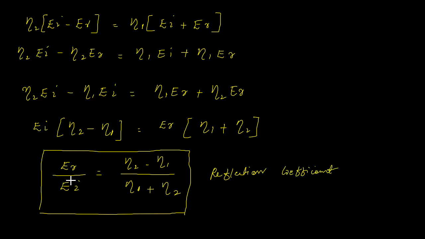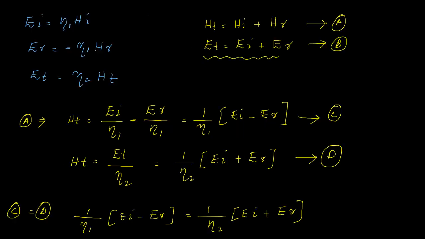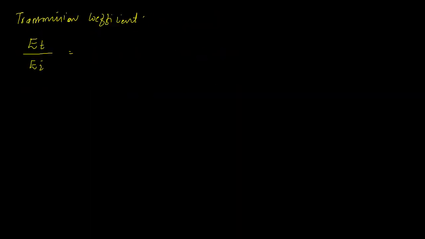A reflection coefficient is the ratio of the reflected field intensity upon the incident field intensity. Now let's see what a transmission coefficient is. The transmission coefficient is the ratio of the transmitted field intensity upon the incident field intensity. So we can use the previous expression. The transmitted field intensity is the sum of incident and reflected.